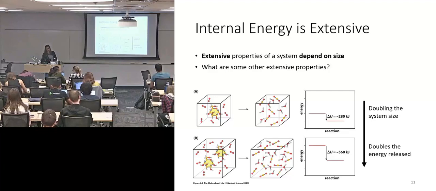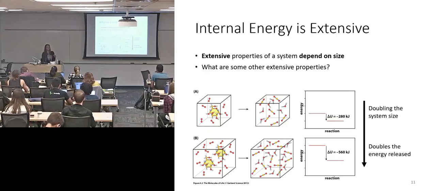What are some other extensive properties? The next slide has a whole list, but any guesses right now? You can just shout them out. Mass, perfect. What else? Volume, thanks, Paul. So, perfect.